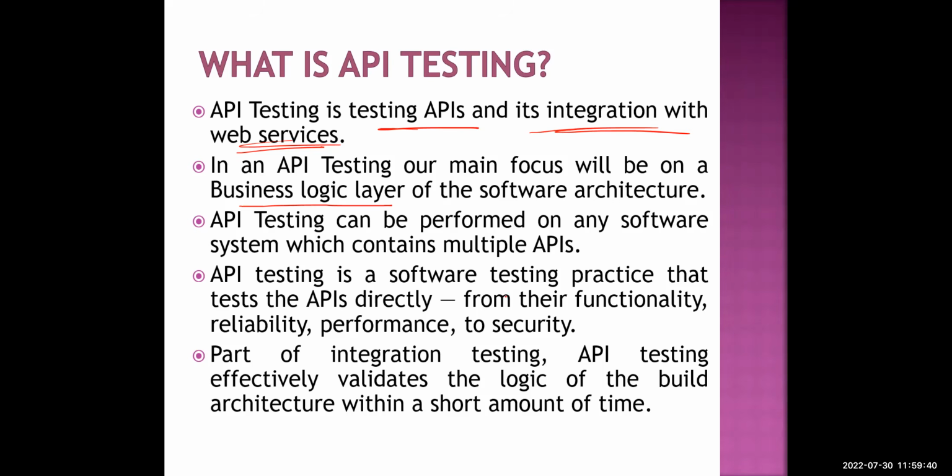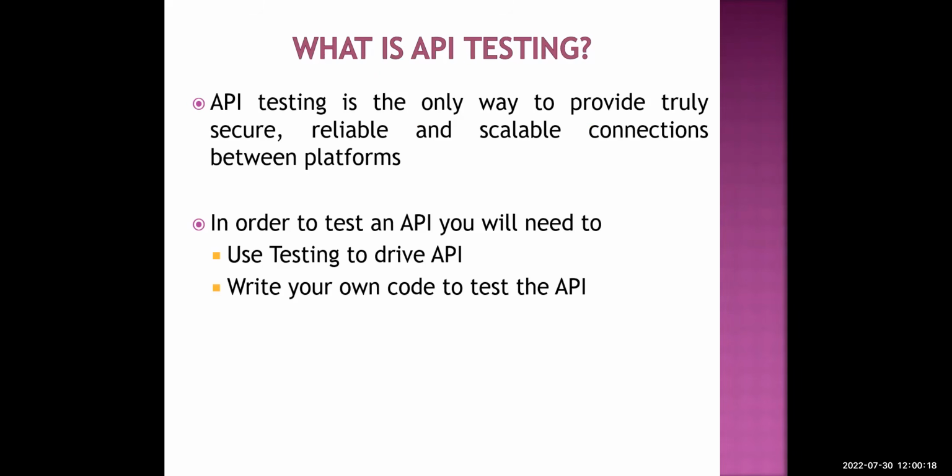API testing is a software testing practice that tests APIs directly, from their functionality, reliability, and performance to security. We can test every single point here. Let me tell you, it is a part of integration testing. So after integration, whenever you get the built executable file, at that point we do API testing. API testing effectively validates the logic of the build architecture within a short amount of time. Why is it much faster? Because there is no UI integration, guys. You are not able to see any UI. You just have to give a request and test the response.